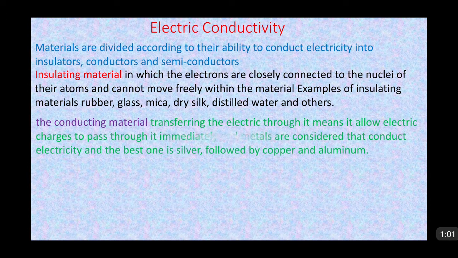Secondly, conducting materials transfer electricity through them, which means they allow electric charge to pass through immediately. Metals are considered materials that conduct electricity, and the best one is silver, followed by copper and aluminum.